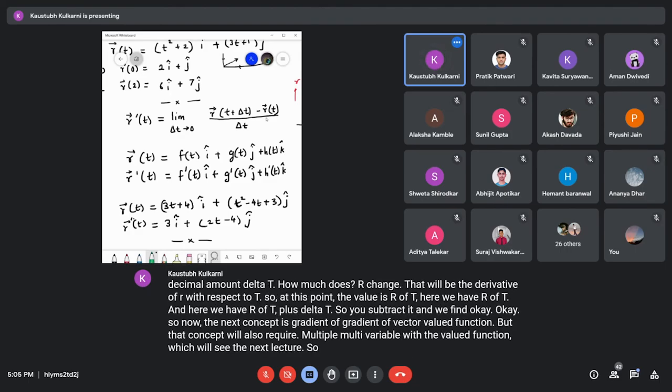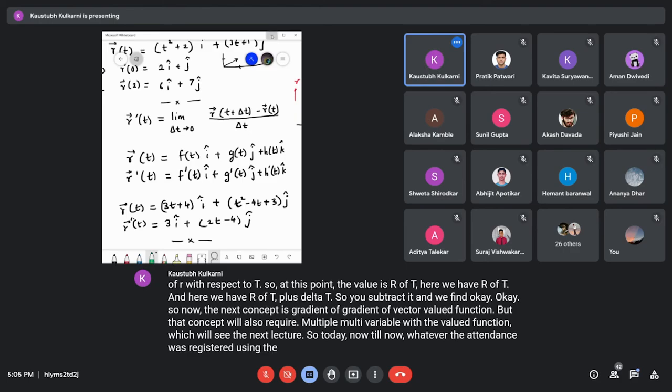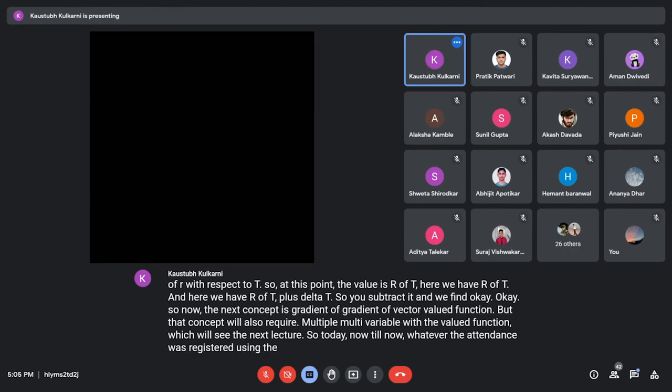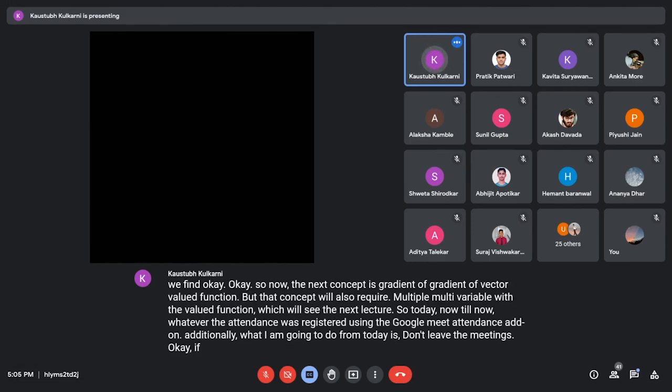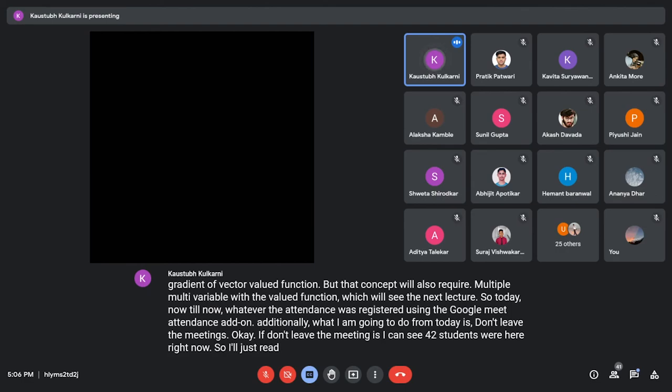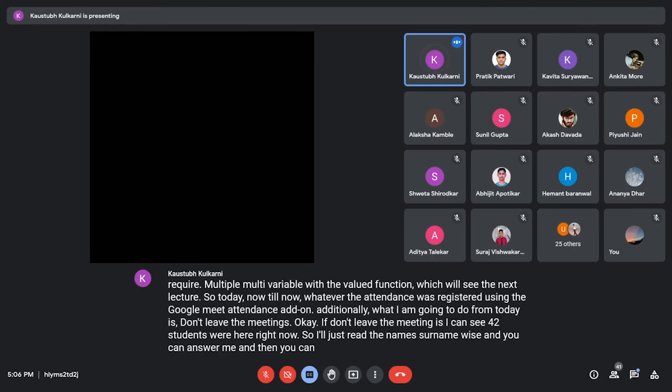So today, until now, whatever the attendance was registered using the Google Meet attendance add-on. Additionally, what I am going to do from today is, don't leave the meeting. I can see 42 students are here right now. So I'll just read the names surname wise, and you can answer me, and then you can leave the meeting. I'll start in alphabetical order of surnames.